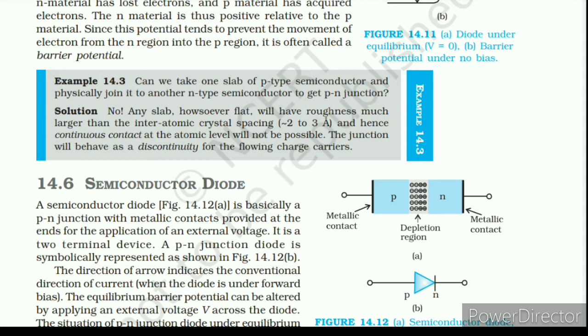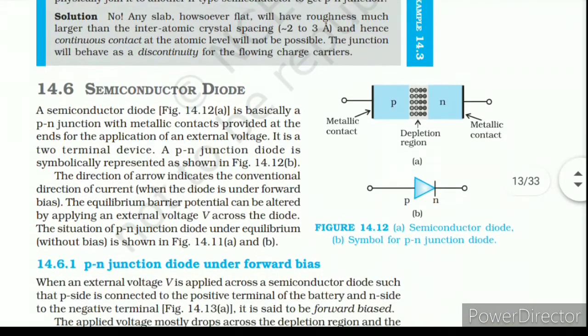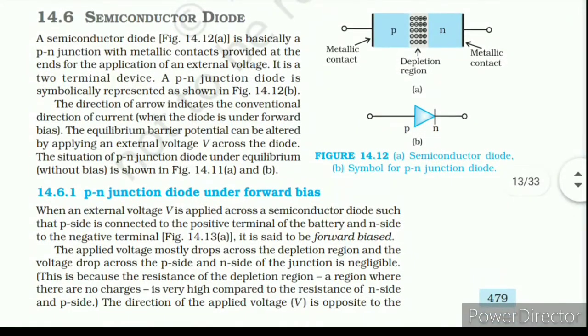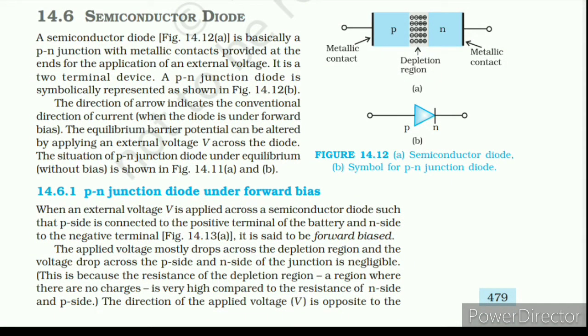14.6.2 PN junction diode under reverse bias. When an external voltage V is applied across the diode such that the N side is positive and the P side is negative, the diode is said to be reverse biased. The applied voltage mostly drops across the depletion region. The direction of applied voltage is the same as the direction of barrier potential. As a result, the barrier height increases and the depletion region widens due to change in electric field. The effective barrier height under reverse bias is V0 plus V.